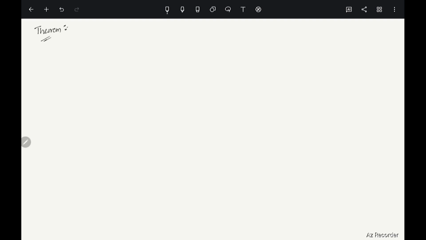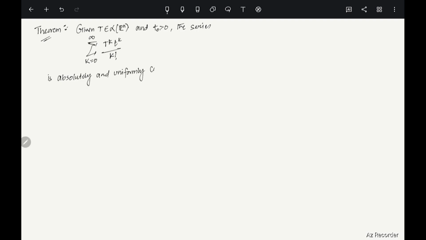Given a linear operator T from Rn to Rn, and a point t naught, positive, the series summation of T to the power k by k factorial, k equals 0 to infinity, is absolutely and uniformly convergent for all mod t less than or equal to t naught.